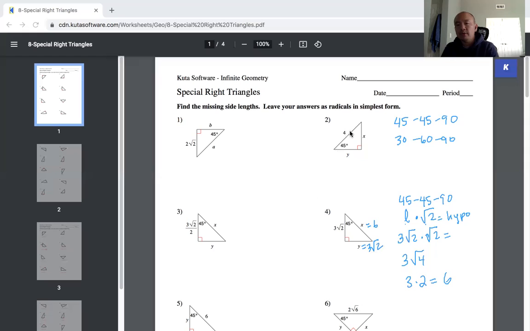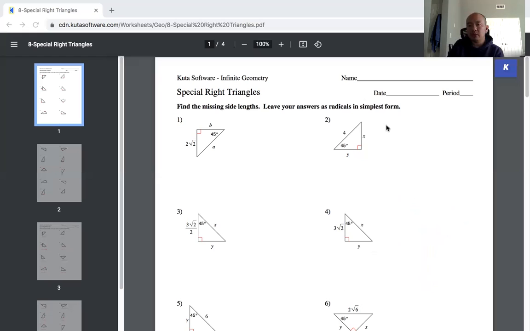Now, what if we get a problem like number 2, where we have the hypotenuse, the longest side, but we need to find the legs? Well, we kind of need to find the inverse of that. Remember, it's leg times radical 2 equals the hypotenuse. Well, the hypotenuse is 4, which is equal to the leg times radical 2. And what you're going to do is divide both sides by radical 2. But when you do that, remember, you can't have a radical in the denominator because it's an irrational number. So you want to rationalize it.